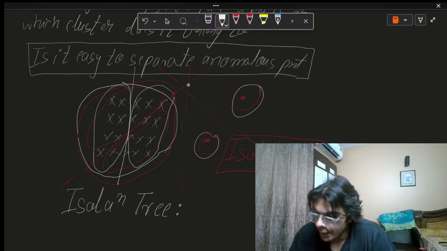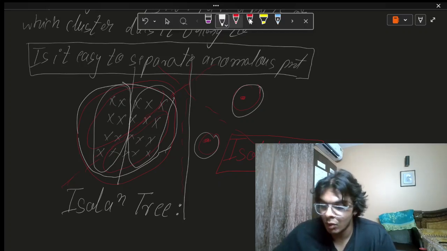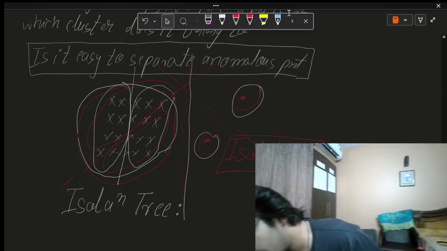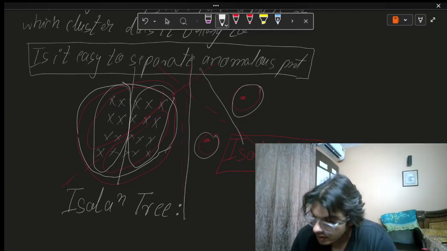If I make just one cut like this, then immediately I can say this and these two are separated. Then I need just one more cut. I need just one more cut, which is this.